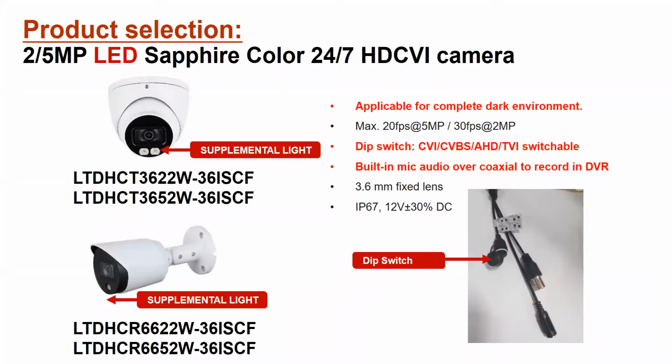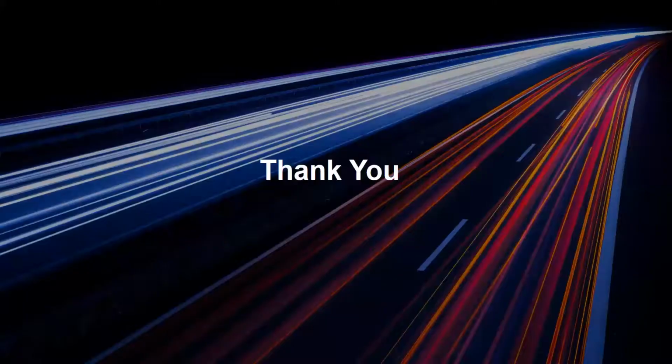Okay, now we have the HD CVI cameras, and again, both of these models do have the white light. So it will give you a full color as long as there's ambient light or that white light turns on, it'll give you that full color coming into the camera itself. Okay, and that does it for our presentation.